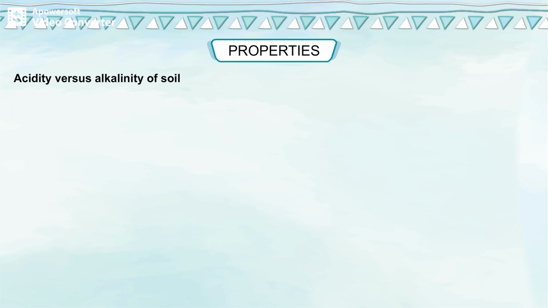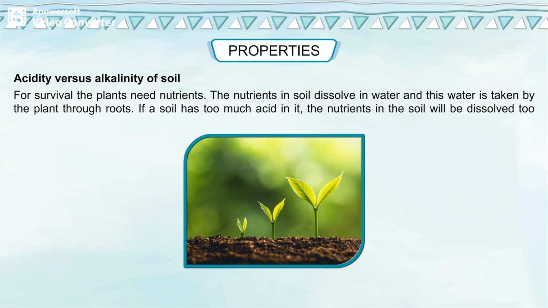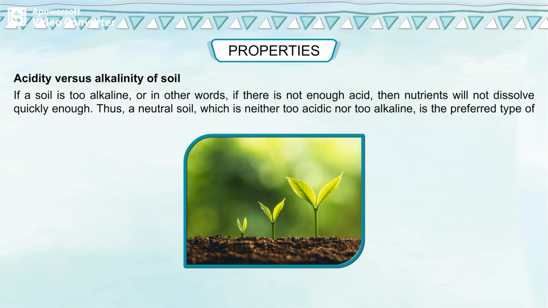Acidity versus alkalinity of soil. For survival, the plants need nutrients. The nutrients in soil dissolve in water, and this water is taken by the plant through roots. If a soil has too much acid in it, the nutrients in the soil will be dissolved too quickly and leach away as the water drains. If a soil is too alkaline, or in other words, if there is not enough acid, the nutrients will not dissolve quickly enough. Thus, a neutral soil which is neither too acidic nor too alkaline is the preferred type of soil for plant life to thrive.